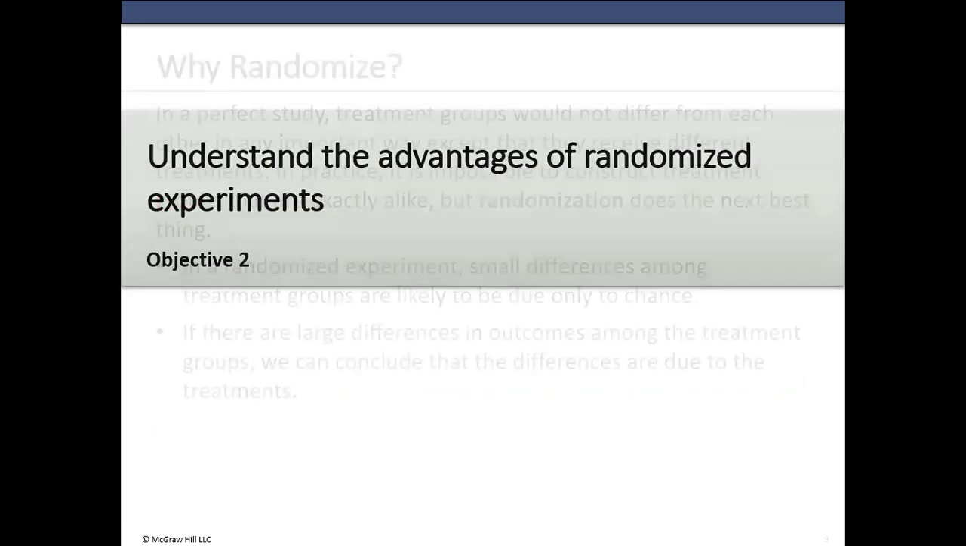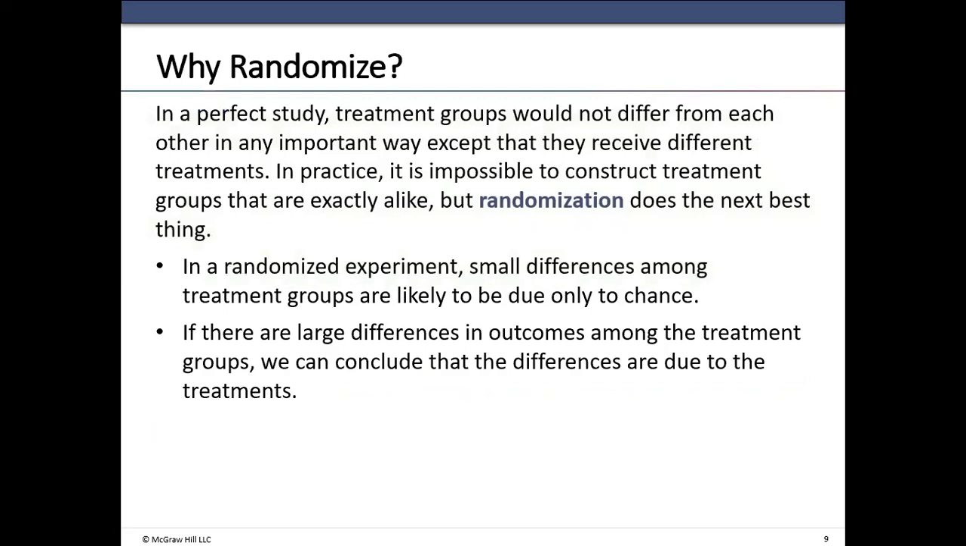Understand the advantage of randomized experiment. In a perfect study, treatment groups would not differ from each other in any important way, except that they receive different treatments. So they would be perfectly similar, and they would just receive different treatments. That's a perfect study, but that's not going to happen.